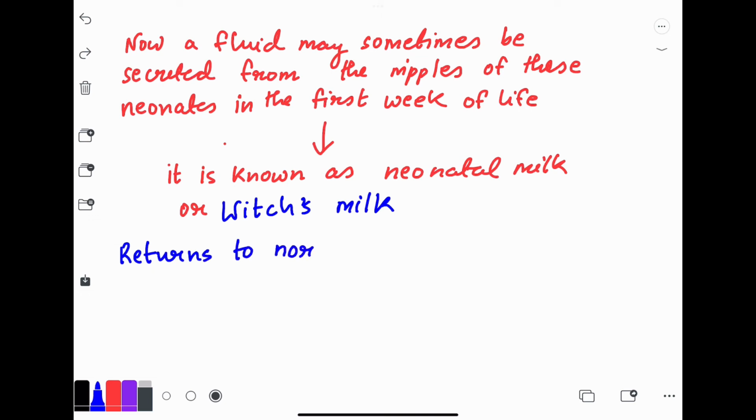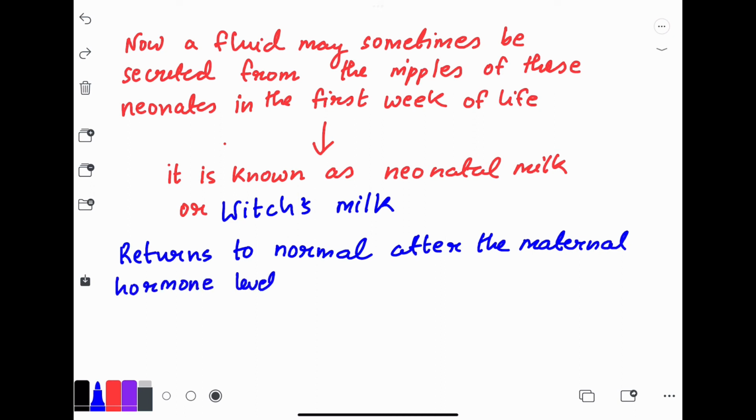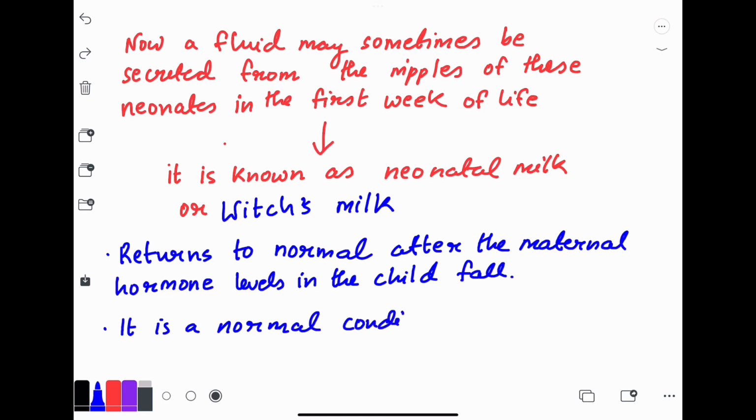So we have to remember, this is a normal condition, and it returns to normal after the maternal hormones within the child fall, okay? This is a normal physiological condition, and no treatment is needed. It is a normal condition, and treatment is not needed.